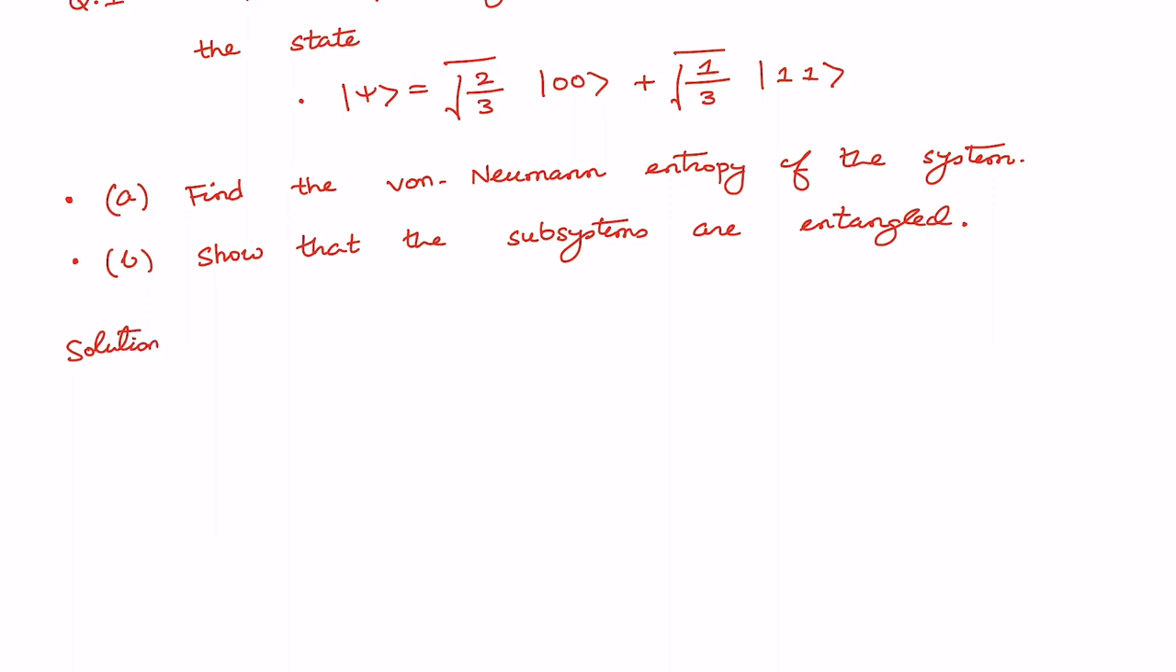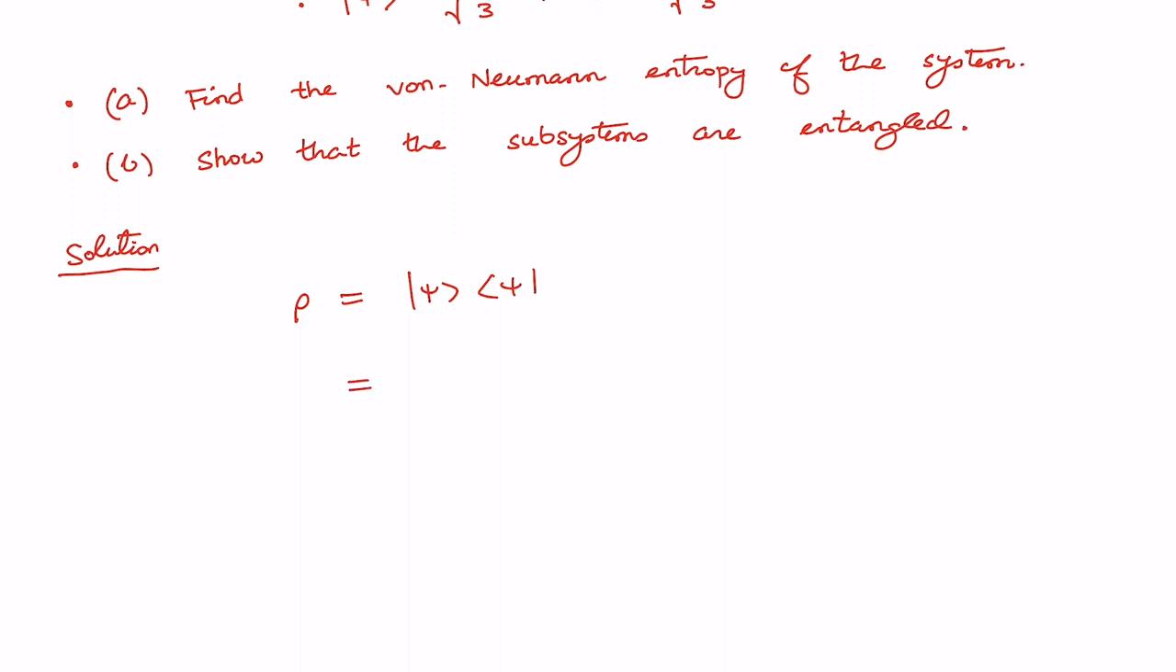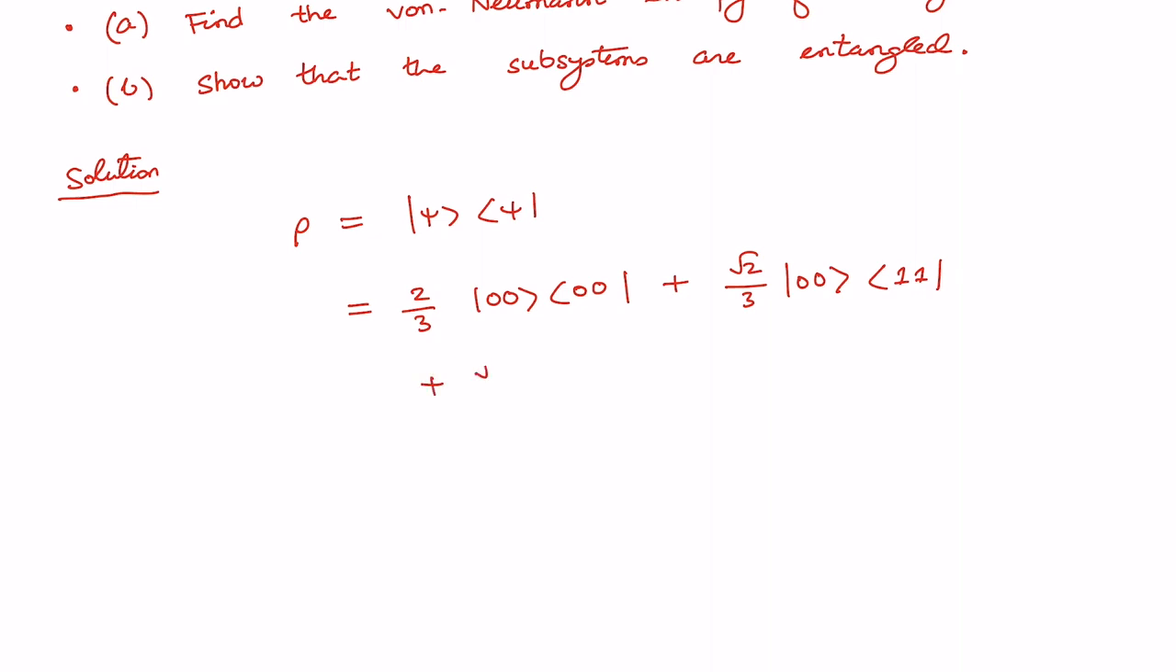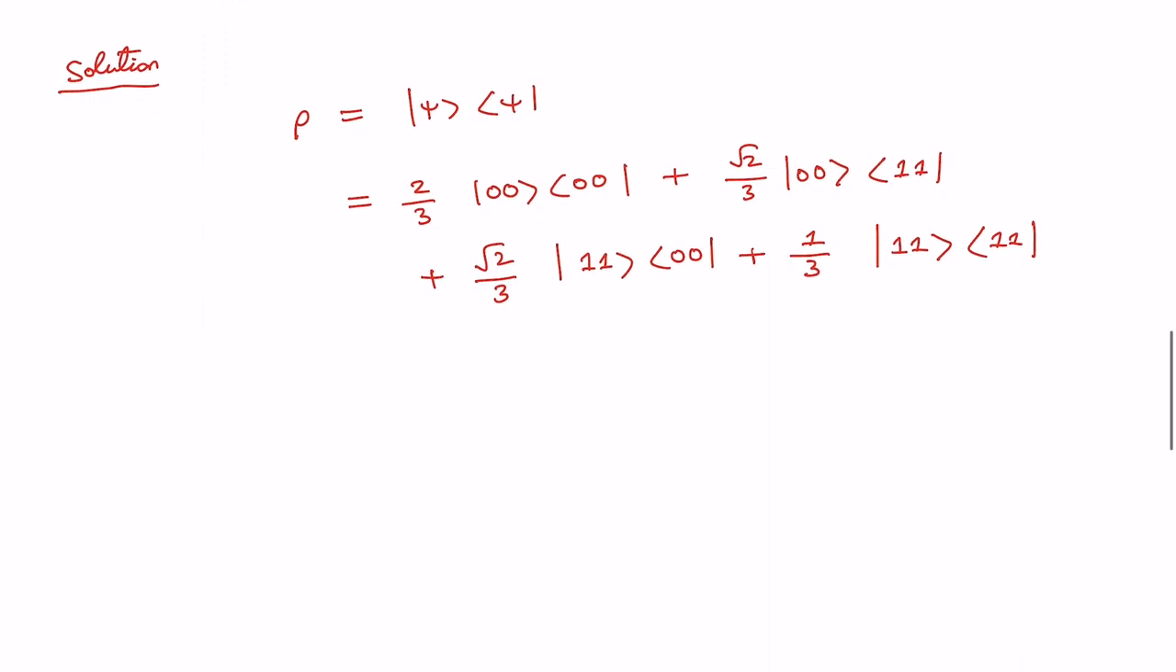First of all, let me work out the density matrix. So the density matrix would be |ψ⟩⟨ψ|, and we have done so many problems on density matrices, so you can immediately write the density matrix as 2/3 |00⟩⟨00| plus √2/3 |00⟩⟨11|, and then you will have terms √2/3 |11⟩⟨00| plus 1/3 |11⟩⟨11|, and this you can write in a matrix form.